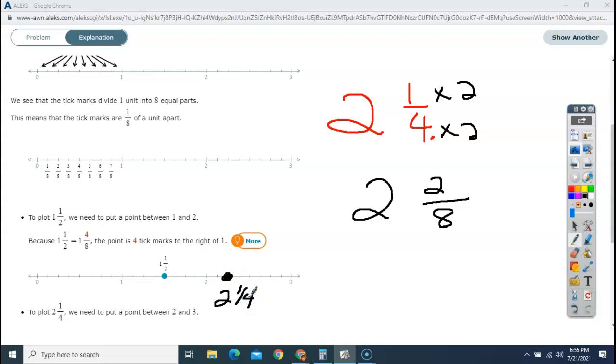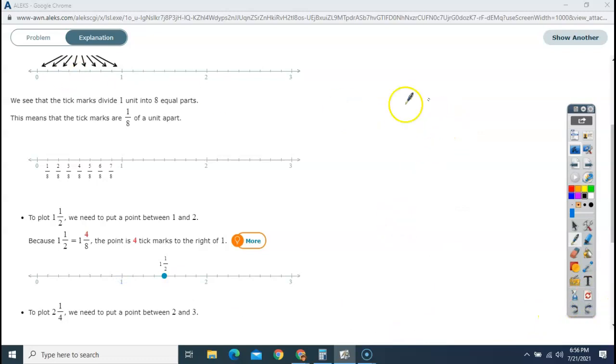All right, but why are we fooling around with the number 8? That's because that's how many marks were in between 0 and 1. So those are the parts. Everything is divided into 8s. All right, let's do another one.